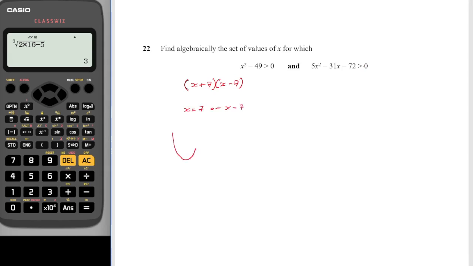So in effect the graph would cross there at minus 7 and 7. And I'm looking where the graph is greater than 0, so that would be this section here and this section here. So I'd be describing that as x is less than minus 7 or x is greater than 7.